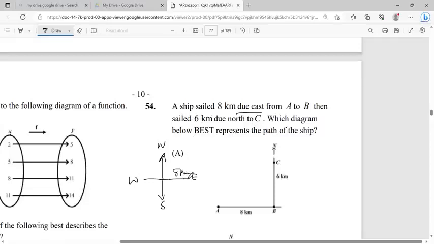North is up now, right? And that is 6. So let me see. So it's A. But I have to draw it for myself.